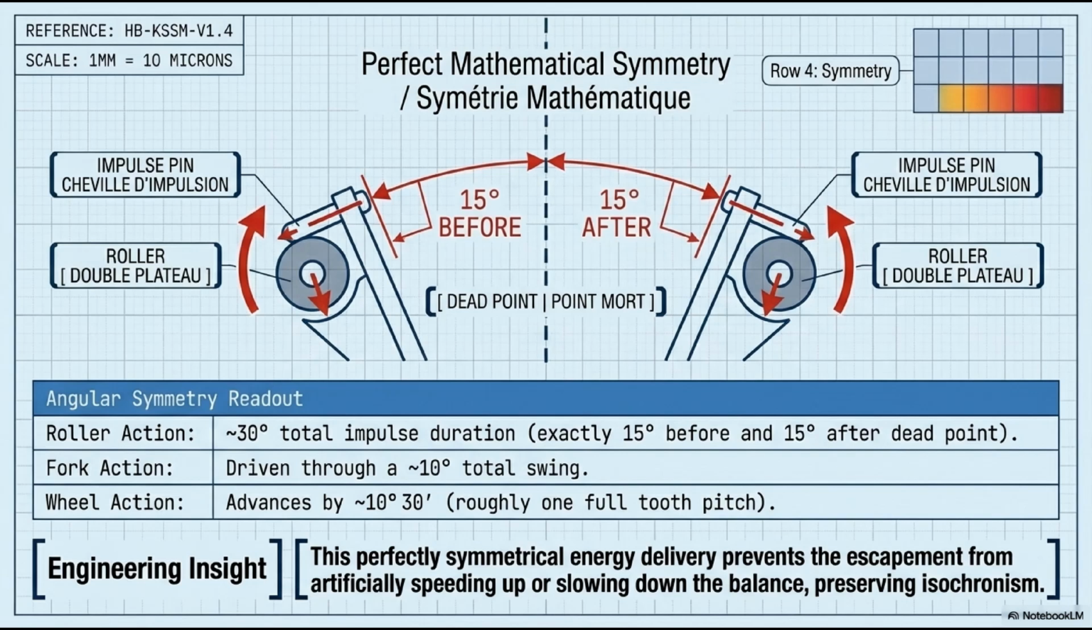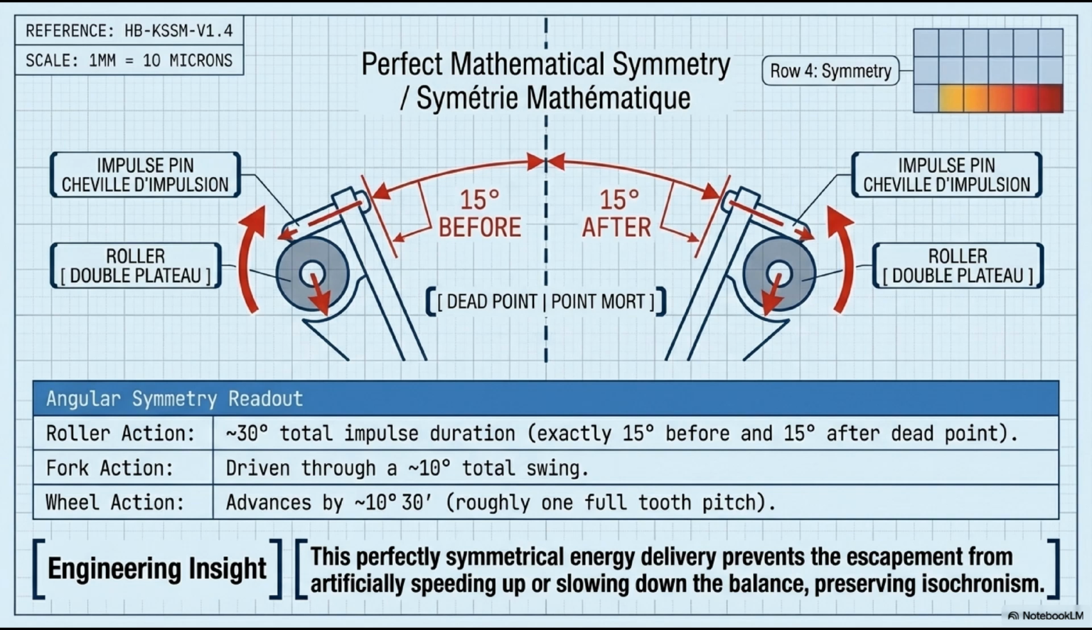This slide captures the defining kinematic achievement of the Swiss lever, the one property that distinguishes it from most historical predecessors: symmetric impulse delivery. Look at the diagram. Two positions of the impulse roller are shown, one before the dead point, one after. The dead point, mort, is marked by the dashed center line. Before the dead point, the roller has traveled exactly 15 degrees of impulse.